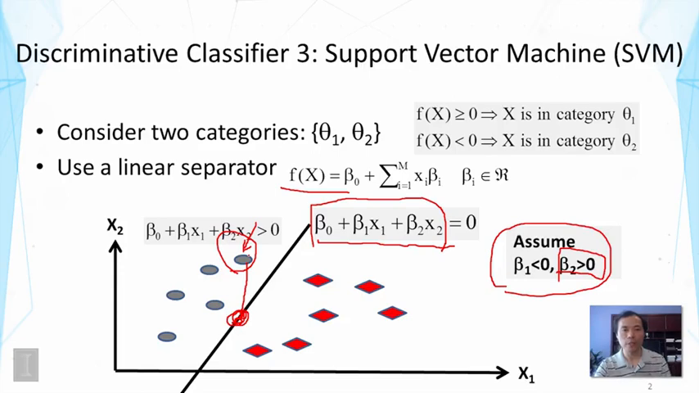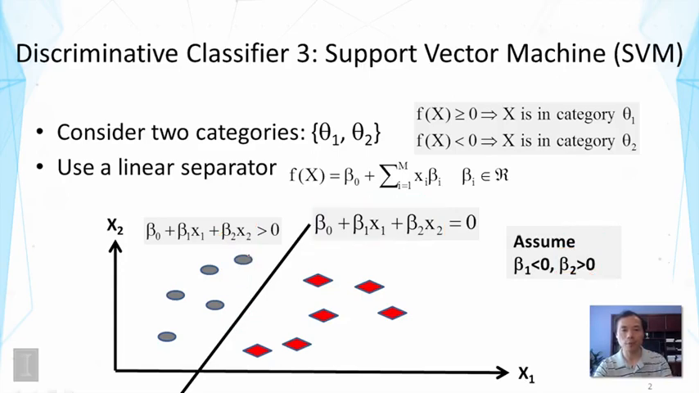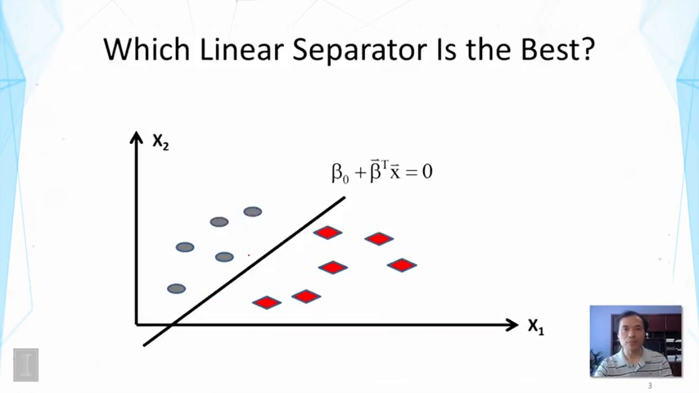So we know in general, for all the points on this side, the function's value would be positive. And you can also verify all the points on this side would be negative. And so this is how this kind of linear classifier or linear separator can separate the points in the two categories. So now the natural question is, which linear separator is the best?